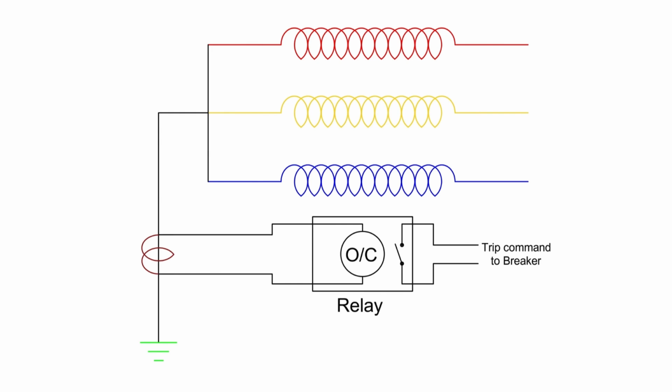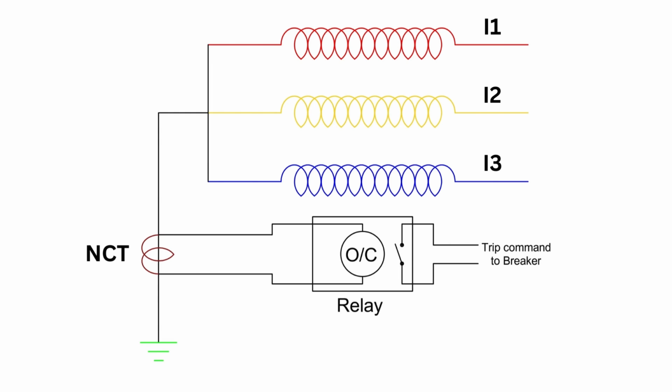Now, let's look at the circuit diagram of standby earth fault protection. A current transformer is installed on the neutral side of the transformer or alternator. The current reference is taken from the neutral CT to the relay. An overcurrent element on the relay is directly connected to the CT reference. If you look at the image, you can see that the NCT or neutral current transformer is specifically used for standby earth fault protection.